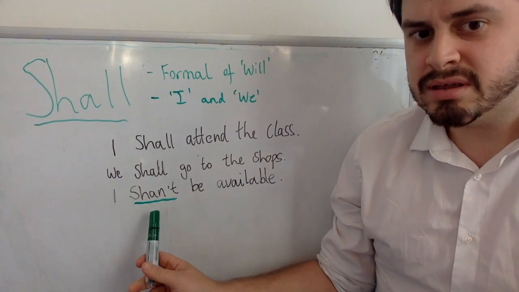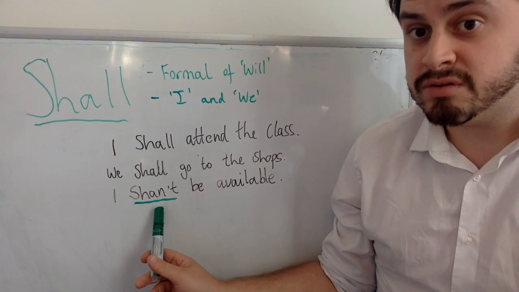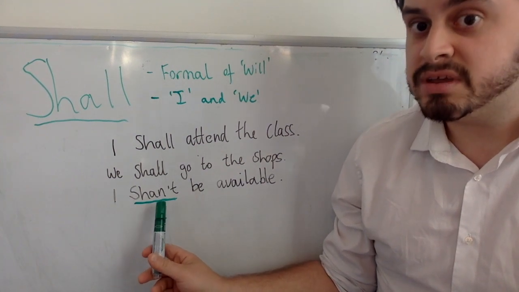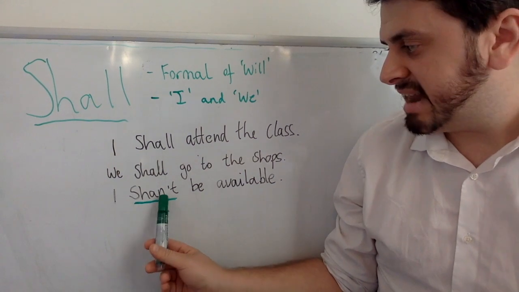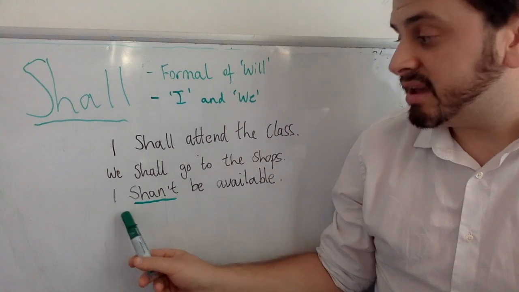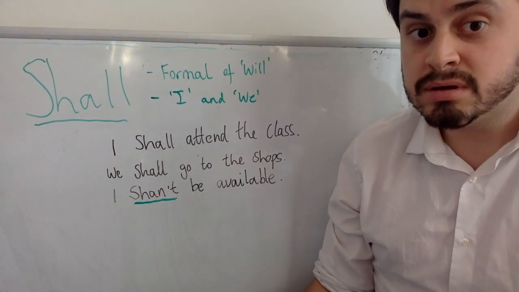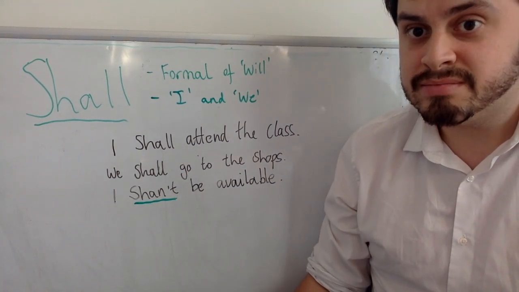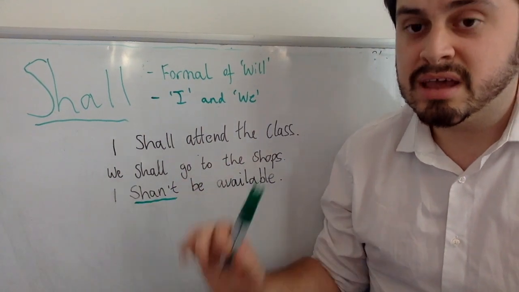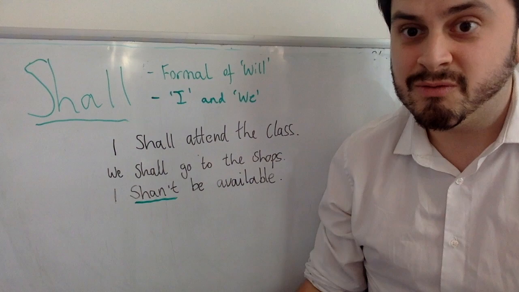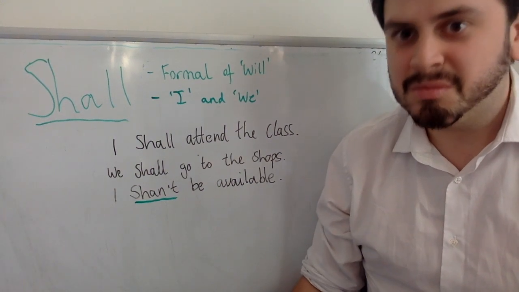And the last one, notice here, this is the negative use of shall. It's shan't. Shan't, it's like won't. We've got an N here, not. So we would say, I shan't be available. I shan't be available. So you can use shall in this way if you want to. Same as will if you want to sound more formal and more posh.